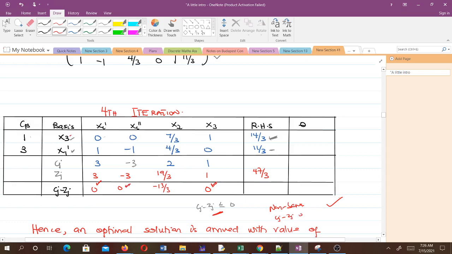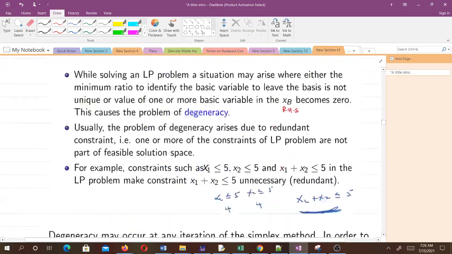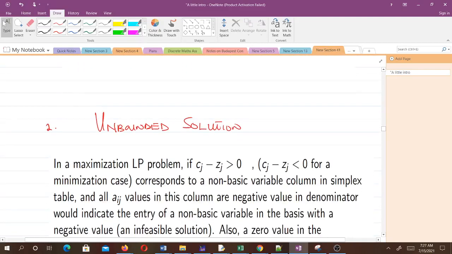So it means that with this problem, we can have a multiple solution or an alternate solution. And if we should let this S1 prime prime enter the basis, right? The truth is that the solution that we'll get is not going to cause any improvement in the objective function. So we call such a solution an alternate solution, right? Or a multiple solution. So that's what we mean by a multiple solution or alternate solution. Okay.